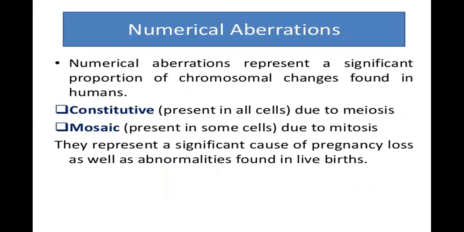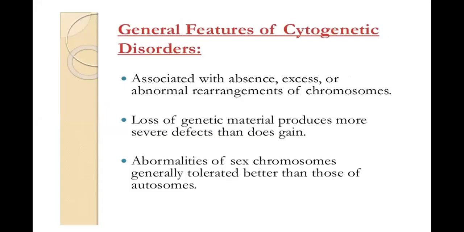So in numerical aberration, numerical aberrations represent a significant proportion of chromosomal changes found in humans. They can be called constitutive, present in all cells due to meiosis, or mosaic, present in some cells due to mitosis. They represent a significant cause of pregnancy loss as well as abnormalities found in live birth. Obviously, when there is numerical aberration, that part of the chromosome is lost and that genetic material is not going to go into the daughter cell. So that is going to lead to either loss of pregnancy or abnormalities during live birth.